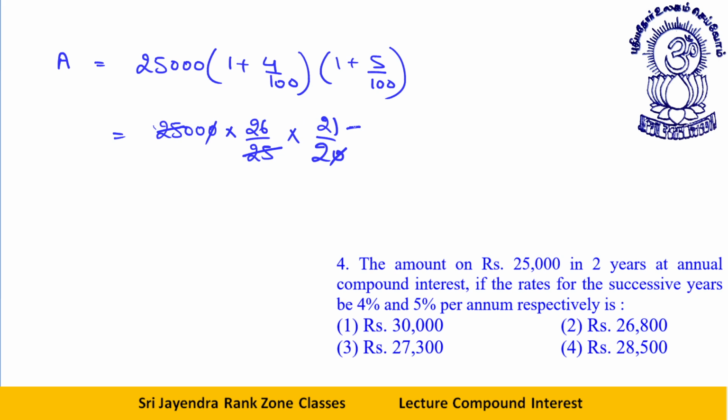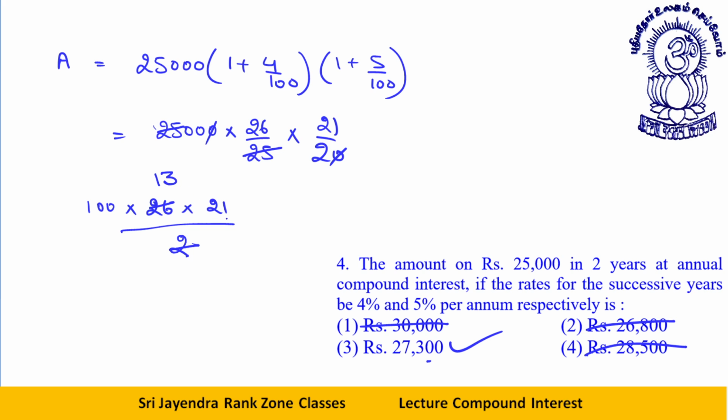Either you can solve it, or you can say, let's divide. This is 21. 21 is divisible by 7. Which of the options is divisible by 7? This is not divisible by 7. This is divisible by 7. 26,800 is not divisible by 7. Okay. 28,500 is not divisible by 7. What do I do? I'm left with only this option. This is my answer. Still, if you want, I can solve it for you. 100 into 26 into 21 divided by 2. This will give me a 13.